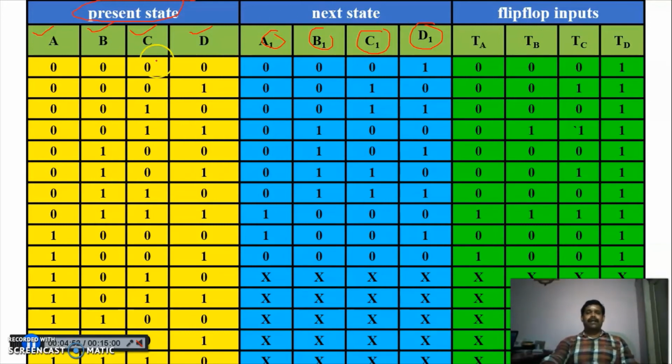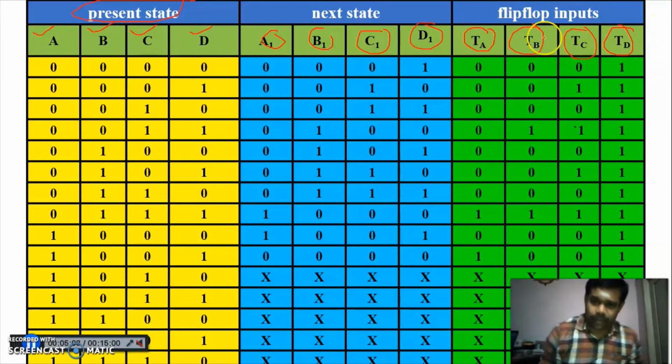To implement this mod 10 counter, we need 4 flip-flops. Here in this question they have not mentioned the type of flip-flop, so we are taking T flip-flop. So we are taking 4 flip-flops, TA, TB, TC and TD. These are the inputs of the 4 flip-flops.